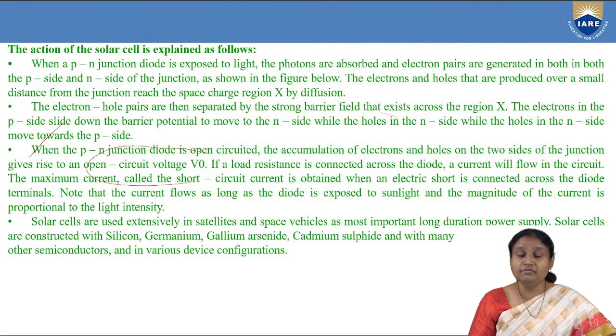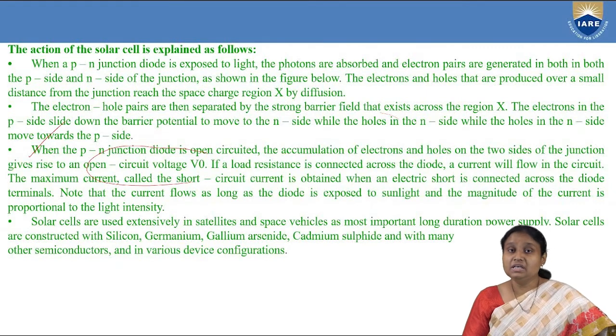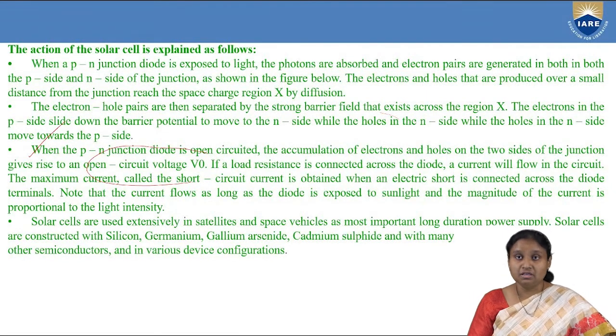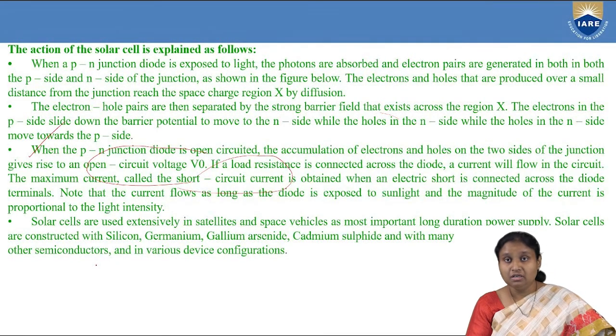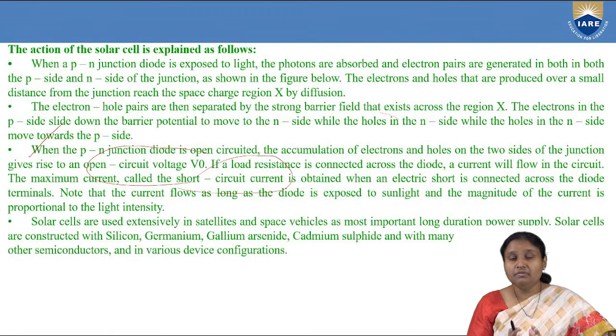So we should have one load resistor connected along with the solar panel so that there is a flow of current. And when we take the VI characteristics of a solar cell, we are going to talk about the short circuit current. There are some parameters that define a solar cell, and we are going to see those different parameters in our next slides.